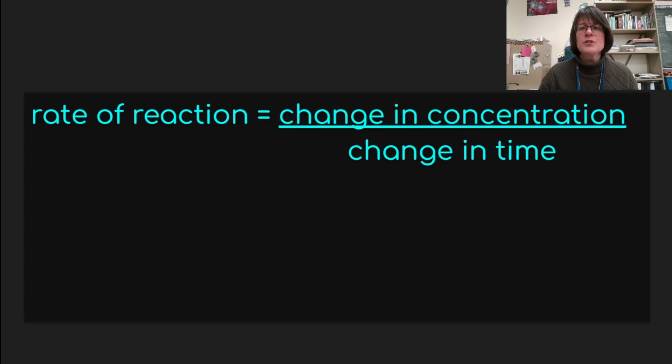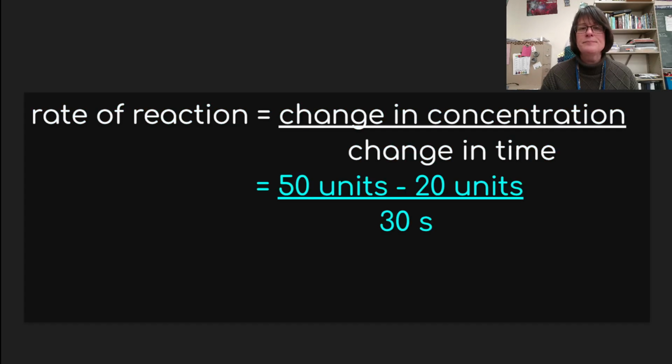The first thing we should do is rewrite that equation so that I know what equation you are using for the problem. So go ahead and write that down. Rate of reaction equals change in concentration over change in time. The next step would be to plug in the numbers. We started with 50 units, we ended with 20 units, so 50 minus 20 over 30 seconds, which is the time.